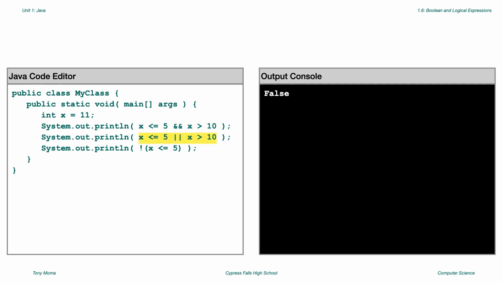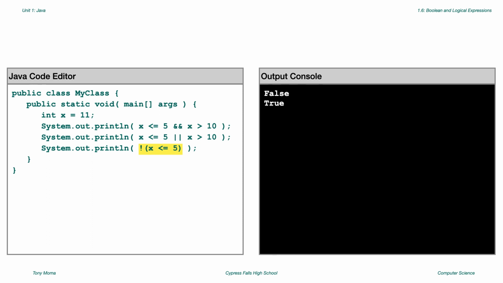Then on the next line, it says x is either less than or equal to 5 or x is greater than 10. For this whole expression to be true, only one of the conditions has to be true, at least one of them, which is the case because while x is not less than or equal to 5, it is greater than 10. So this whole expression becomes true.